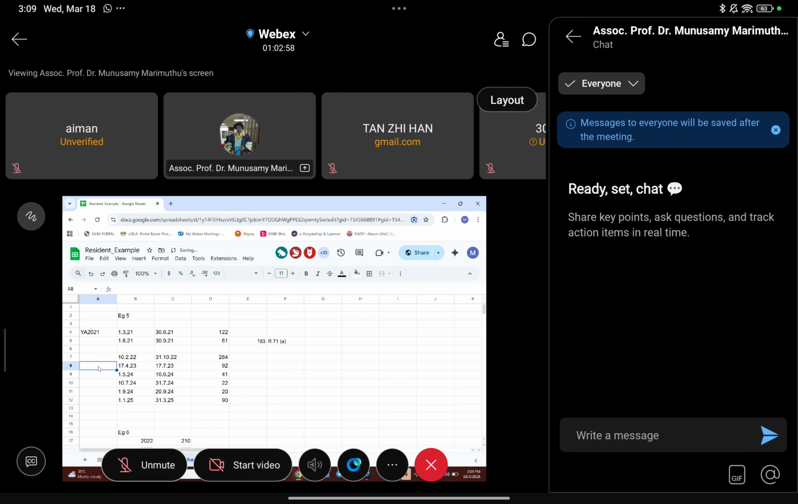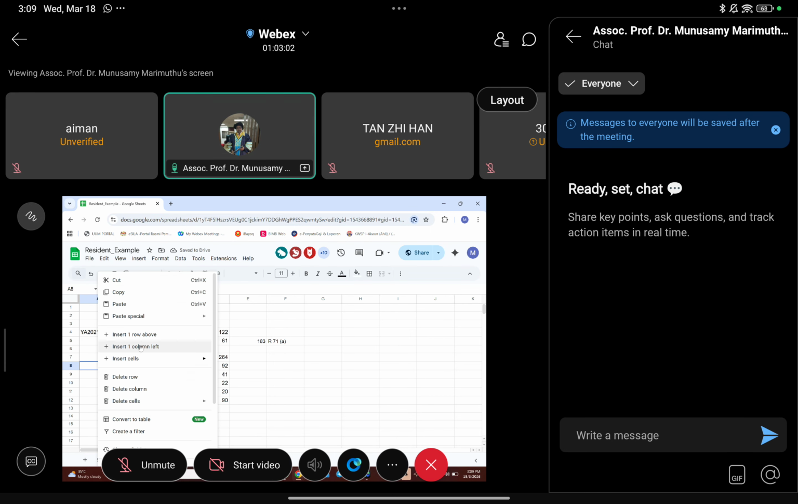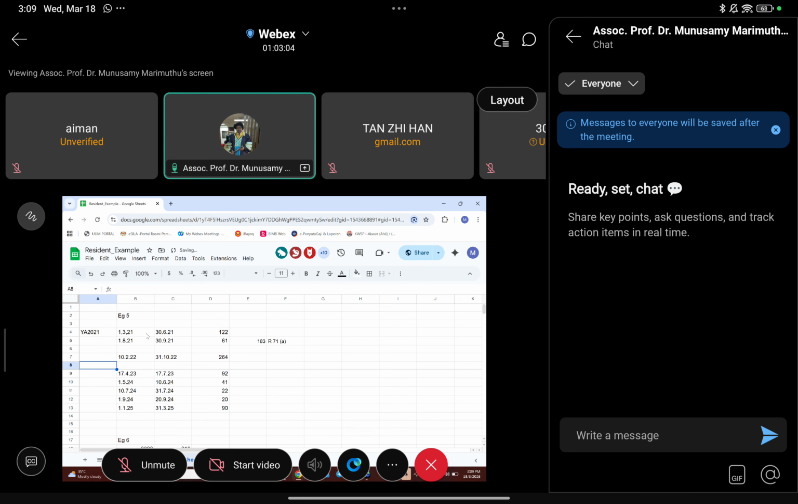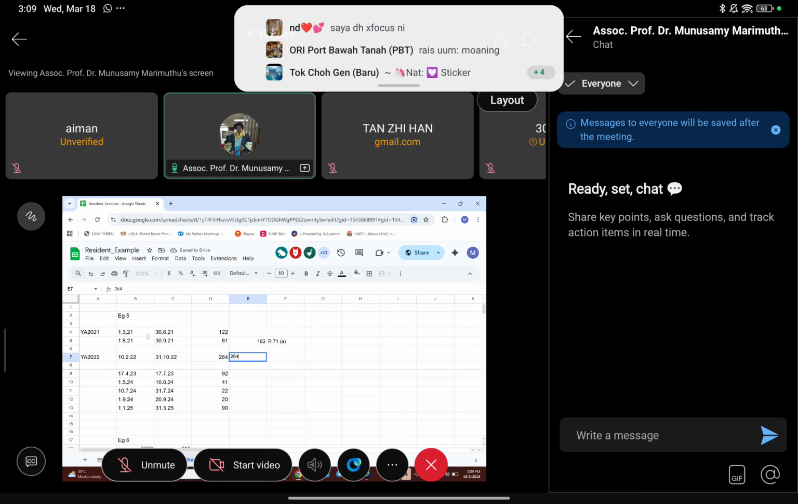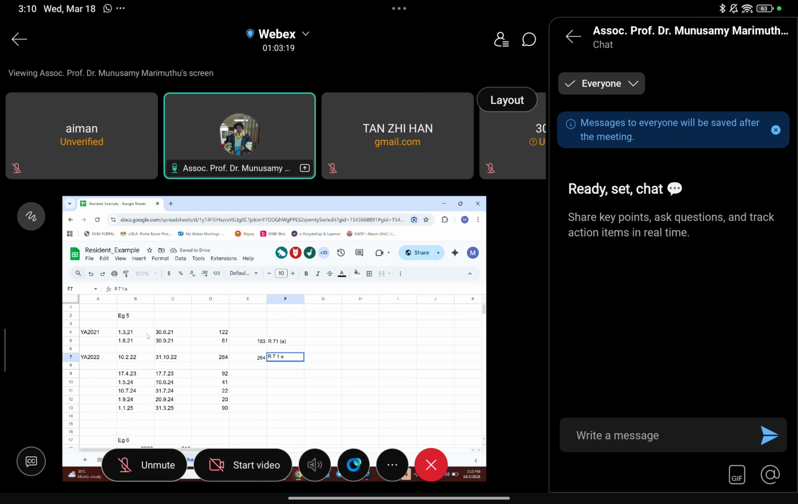Then we insert a row above. This is YA2022. So 264. So 264 is still a resident under SEN 1A. But we are talking about SEN 1C, yeah? 7.1C.